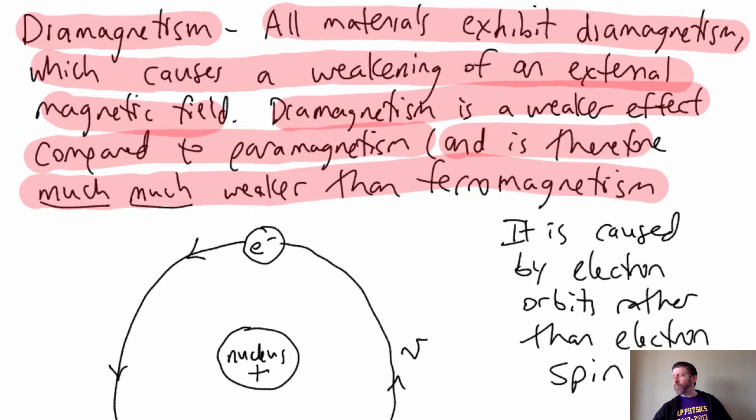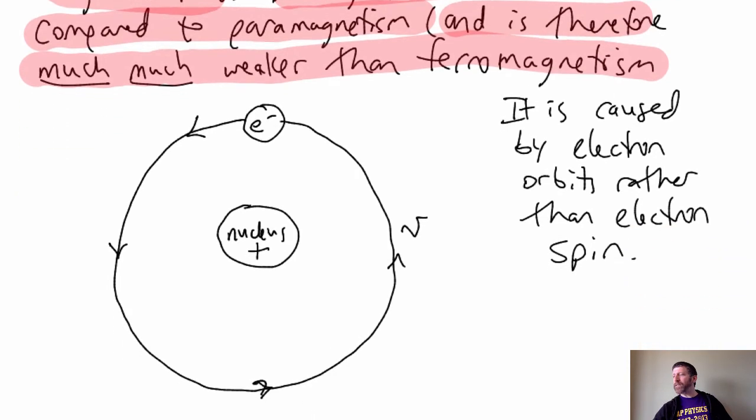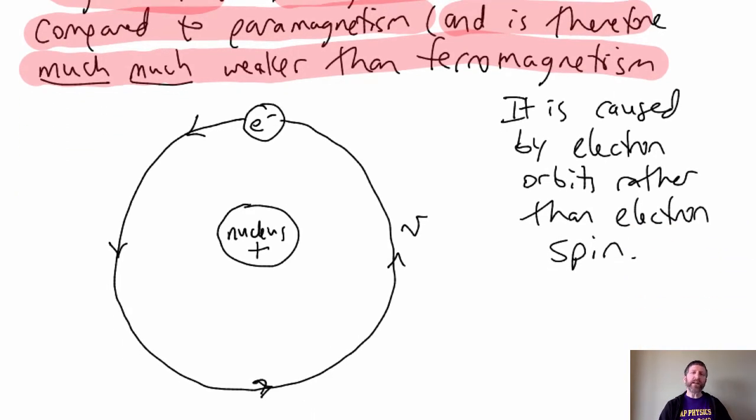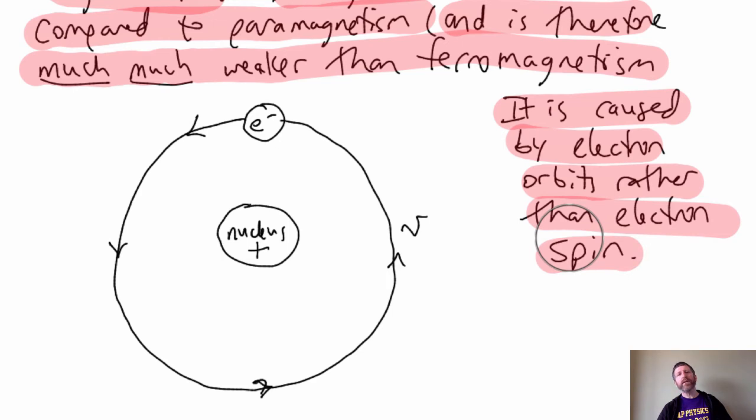I'm just going to give you a brief overview of how this effect is created. First of all, the thing to note is that it's caused by electron orbits rather than electron spin. So it's a completely different effect than paramagnetism. Here's an overview, which is not quantum mechanical, so it has a lot to be desired, but it'll give you a little justification for diamagnetism.